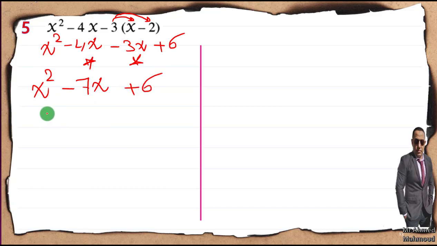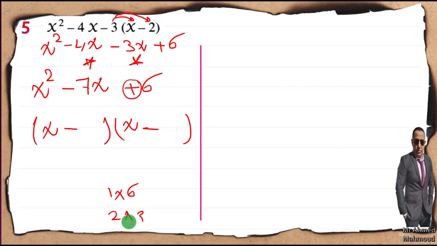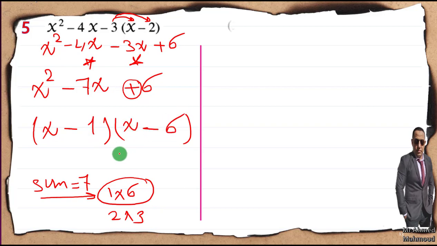Okay, and then I don't need to arrange because it's in order. I don't have a common factor, so I'm going to open two brackets directly, x and x. The sign here is positive, so I'm going to repeat minus minus because the middle is minus. 6 equals 1 times 6, 2 times 3. I need two numbers whose sum equals 7, so I need 1 and 6, in any order, 1 here, 6 here, it's okay.